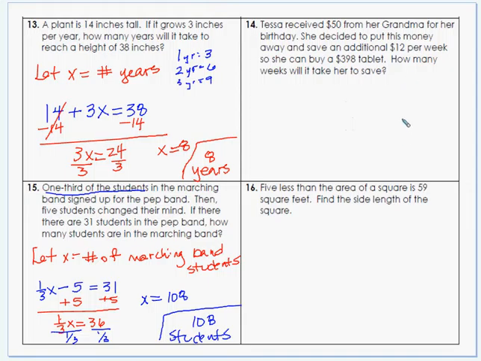All right, so your answers for 14 and for 16. On number 14, the number of weeks that it's going to take her to save is 29 weeks. And on number 16, the length of the side of the square is 8 feet.